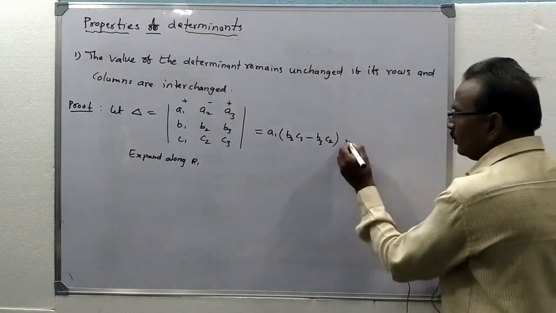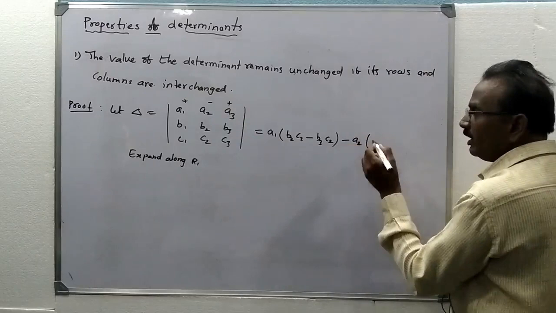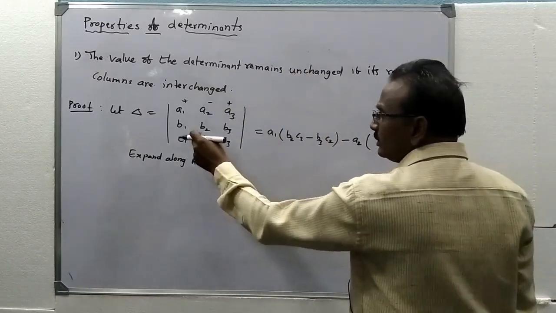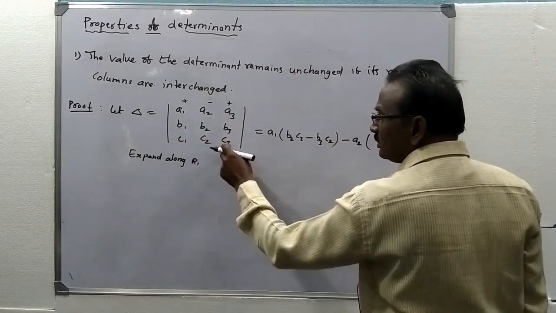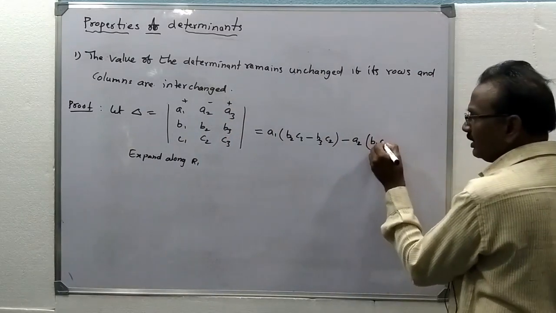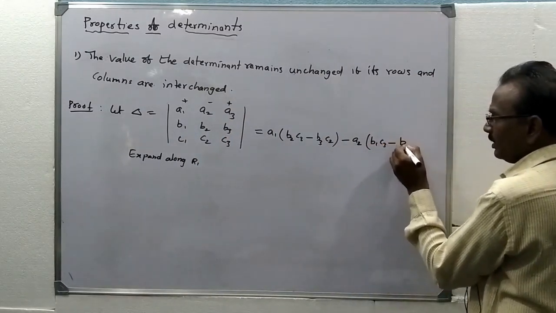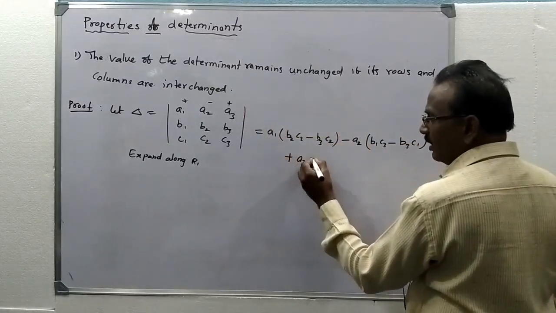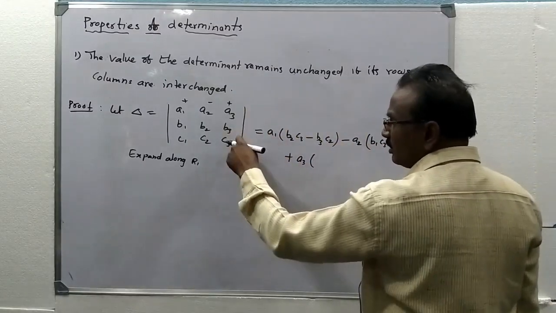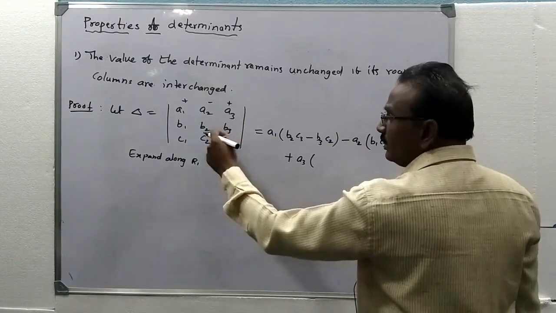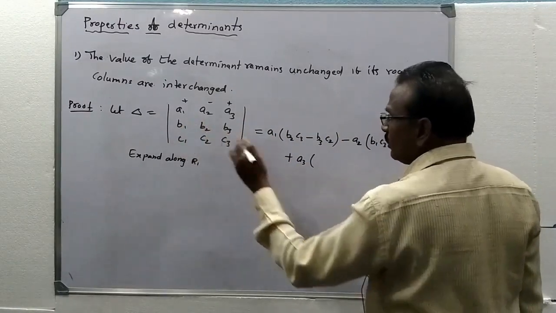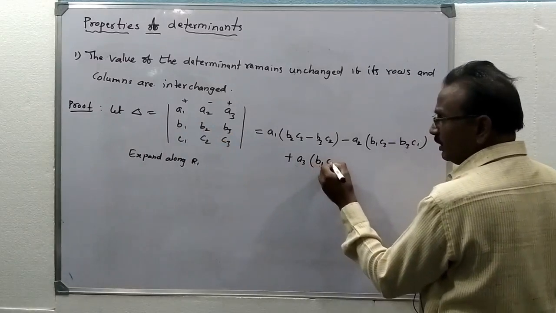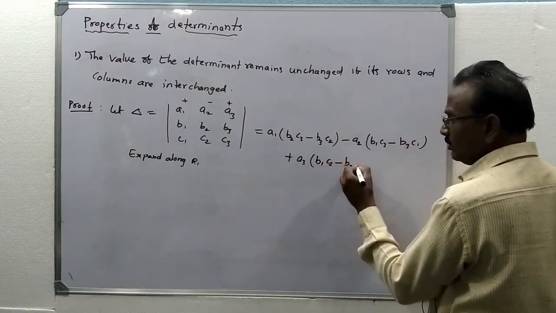Minus A2 into, deleting the first row and second column elements, the determinant of B1 B3 C1 C3, which is B1 C3 minus B3 C1, and plus A3 into, where A3 is the first row third column element, deleting the first row and third column, the determinant of the remaining 4 elements, B1 C2 minus B2 C1.